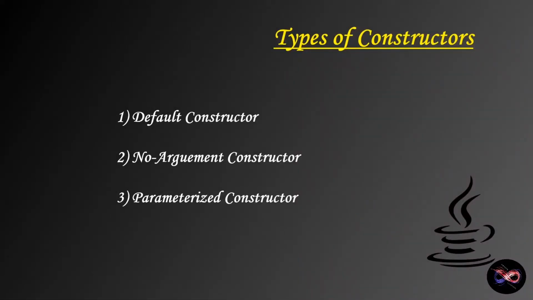Now the third and the last type of constructor is known as the parameterized constructor, and by seeing the name you all can say that it is that kind of constructor which will accept arguments. It can be one argument, two arguments, or 10 arguments. It doesn't matter. It can accept any count of arguments. So let's see an example code for this constructor too.